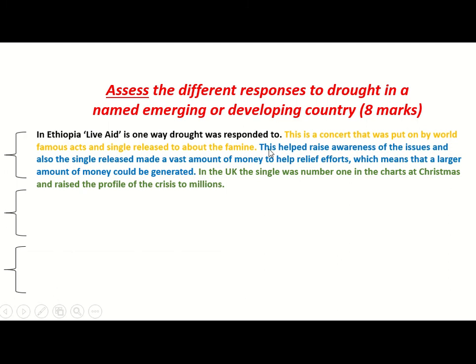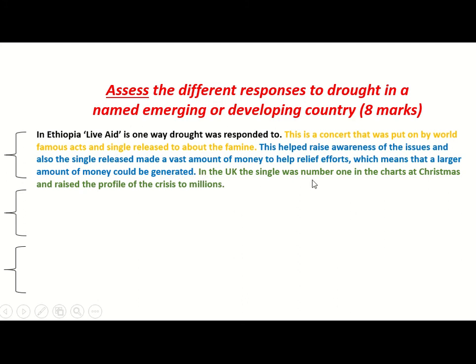Now this is telling me how it helped respond to the drought in Ethiopia. This helped raise awareness of the issues, and also the single release made a vast amount of money to help relief efforts. So: raised awareness, made money. Extend it, which means that a larger amount of money could be generated. So now that's my extended reasons.